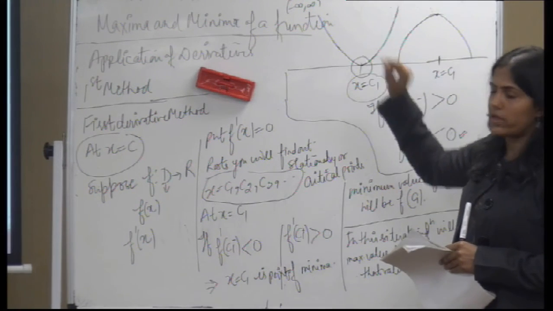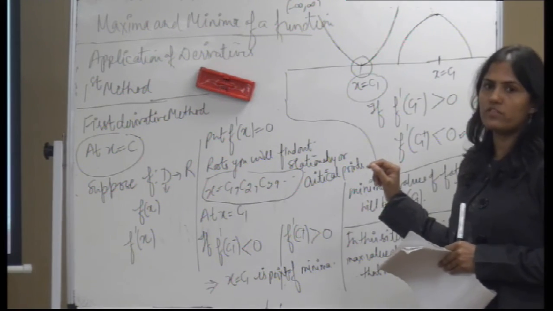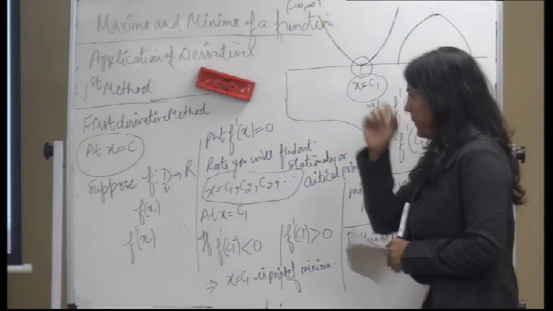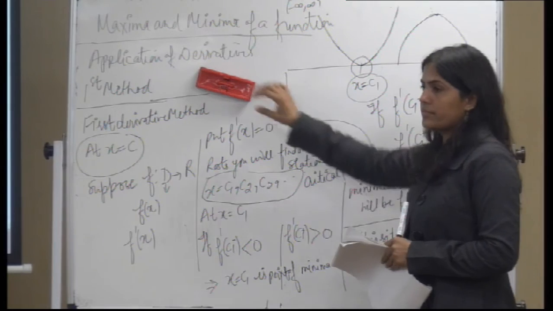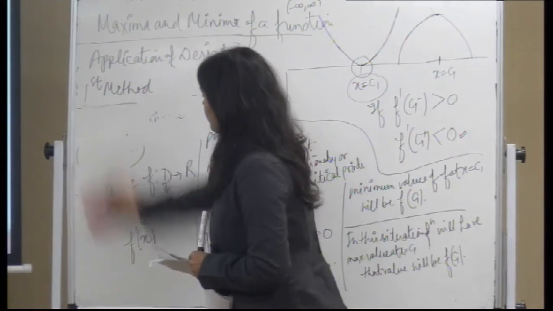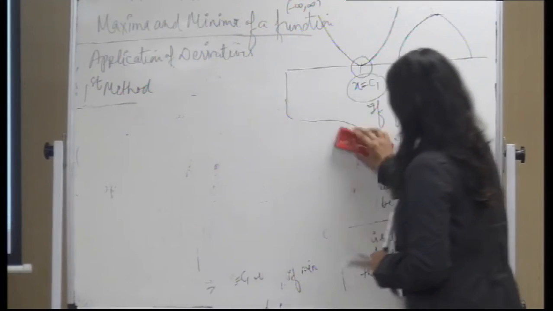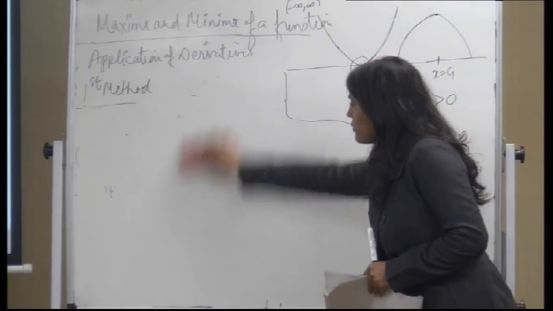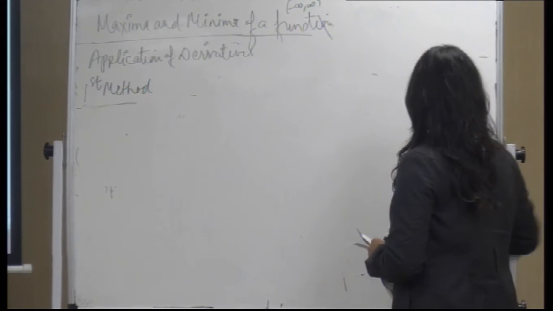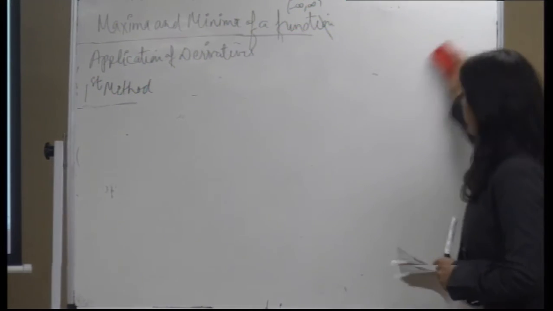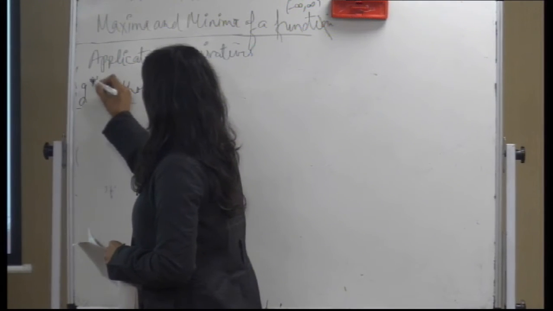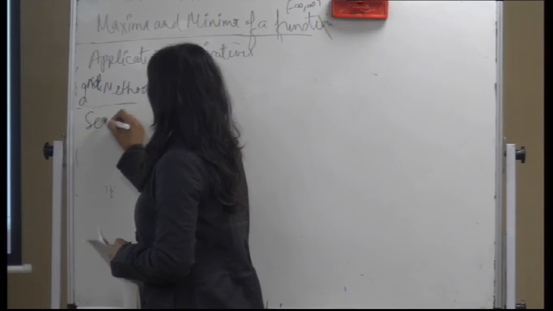Now come to the second derivative method, that is actually the simpler one. You must have studied it also. In class you have studied, in school. This topic you have already studied. So now the second method is the second derivative method.